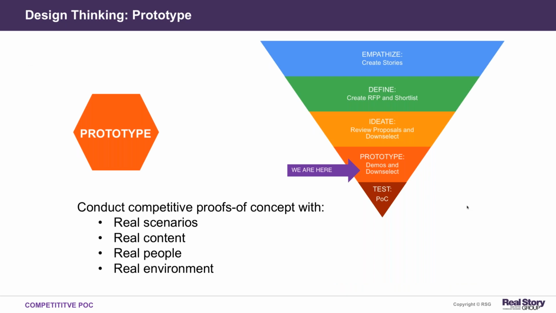Next is the prototype phase. So ideally, out of that ideation demo week phase, you're able to down select from a short list of demoing vendors to a final 2. And once you come out of that week with your final 2, we always recommend that you do something that we call a competitive proof of concept, or some people call it a bake-off.